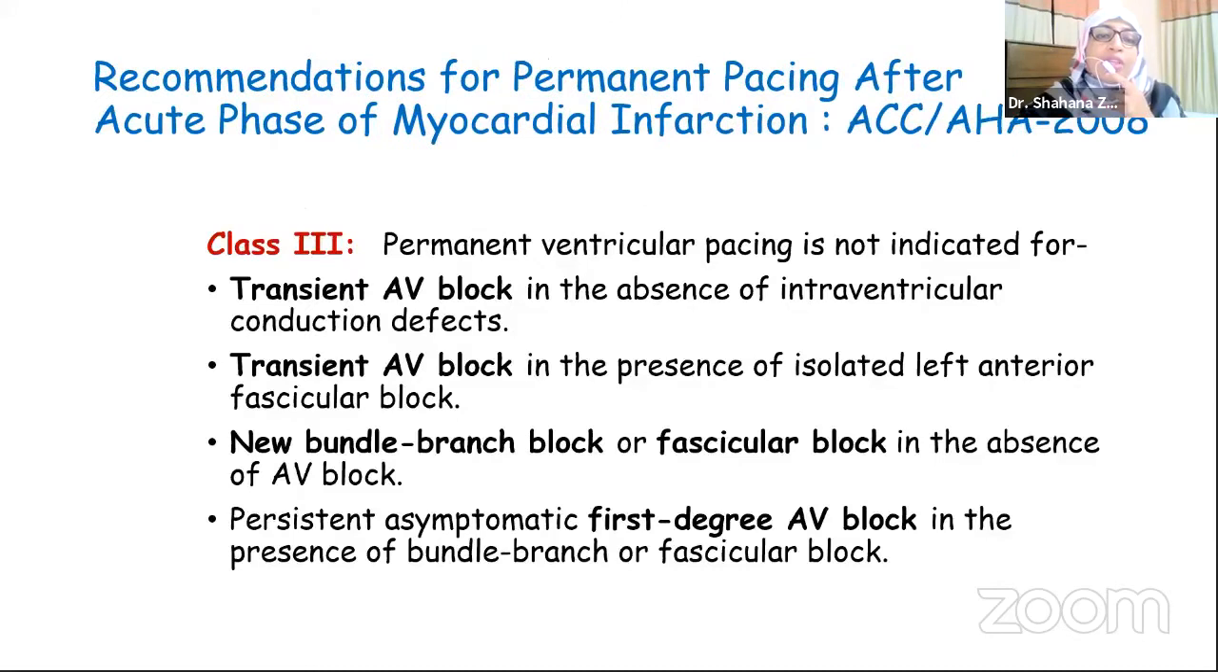And contraindications for the permanent pacemaker in acute myocardial infarction are: transient AV block in absence of intraventricular conduction defect, transient AV block in presence of isolated left anterior fascicular block, new bundle branch block or fascicular block in the absence of AV block, and persistent asymptomatic first degree AV block in the presence of bundle branch or fascicular block.